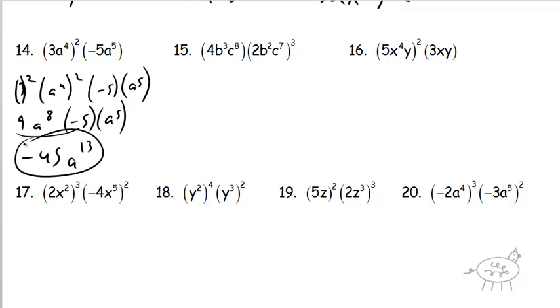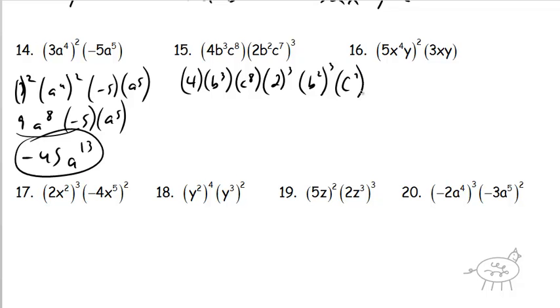Okay, it's not bad. Okay, the next one, that cubed goes with the 2, the b squared, and the c to the 7th. So I'm just going to write everything else out here. 4b cubed, c to the 8th, 2 to the 3rd, b squared to the 3rd, and c to the 7th to the 3rd.